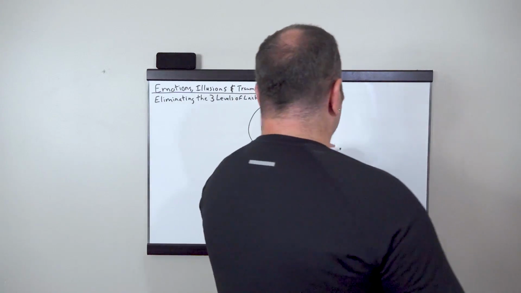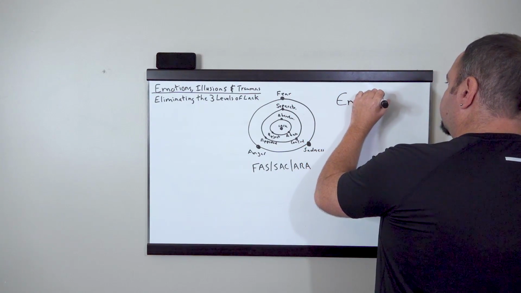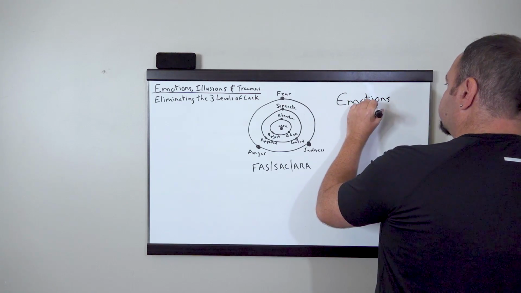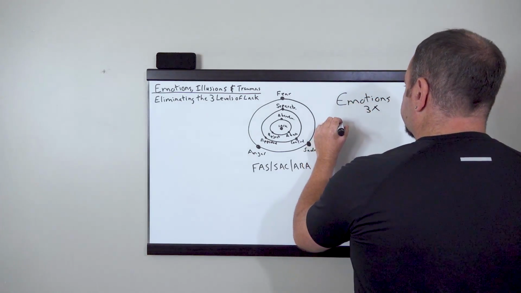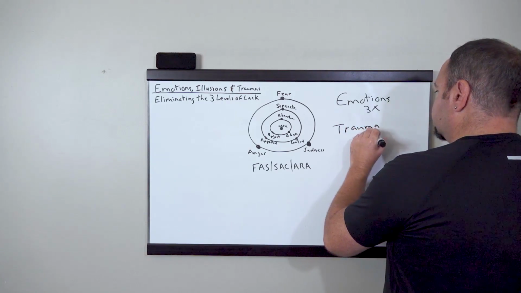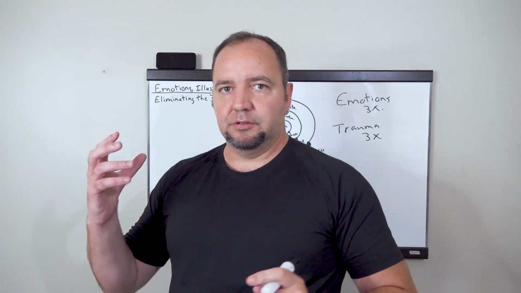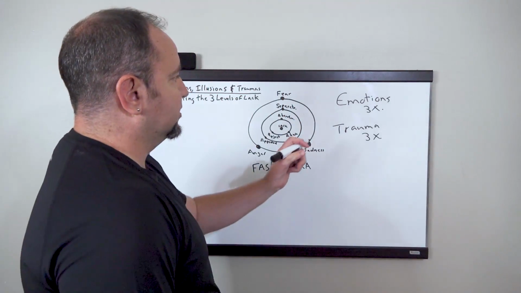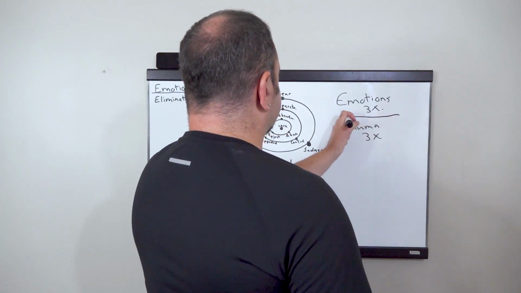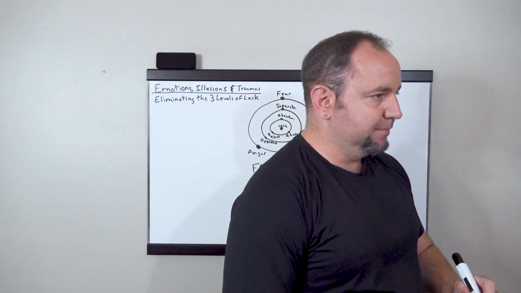So in the past I have commonly talked about 2 levels, where we've looked into the emotions, which represent the 3 core emotions, and we looked into trauma, representing the 3 core traumas. But as we look into those 2 levels, there is actually a level in the middle, just below the emotions and just above the trauma.